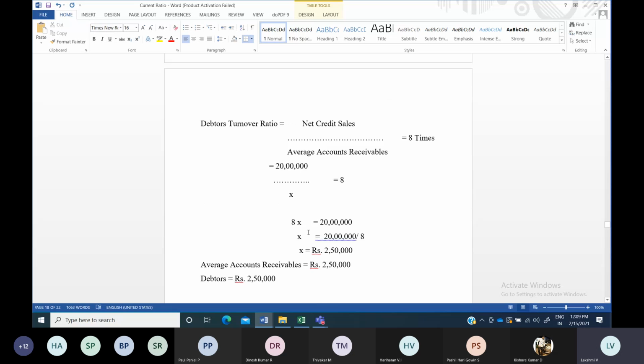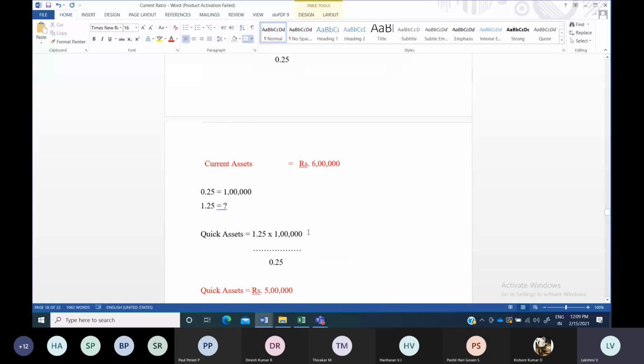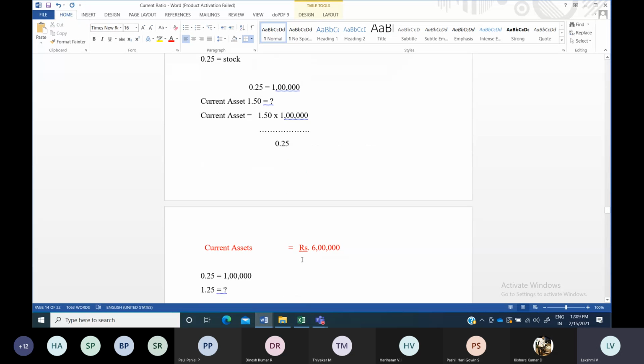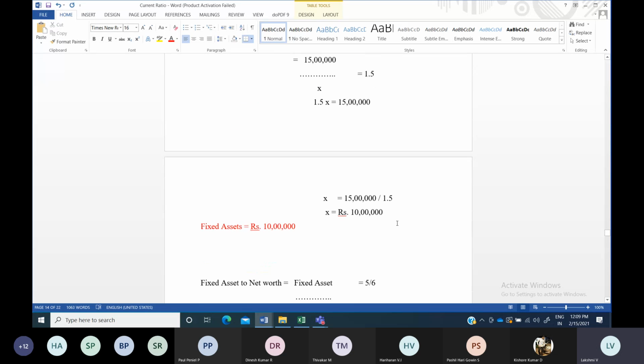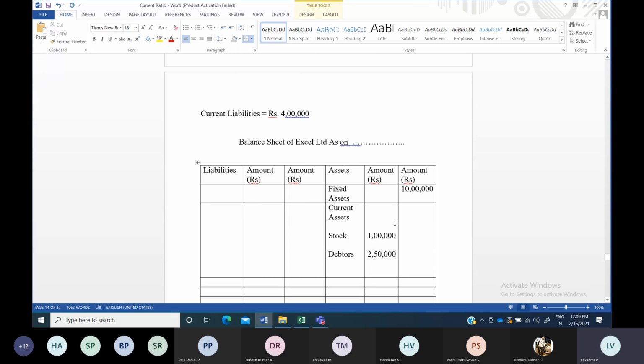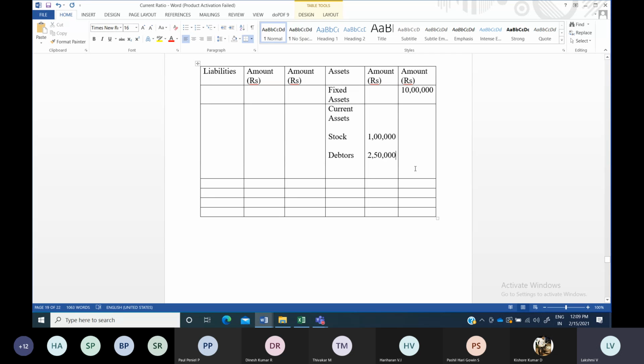Now if you go to the problem and verify, our current assets we have calculated as 6 lakhs. If you go through this entire sum, you can find that current assets are 6 lakhs. But here we can allocate only 2,50,000 for debtors and 1 lakh for stock. So the balance, actually, total current assets is 6 lakh. But we allotted only 1 lakh to stock and 2,50,000 to debtors, because that is as much information as we have.